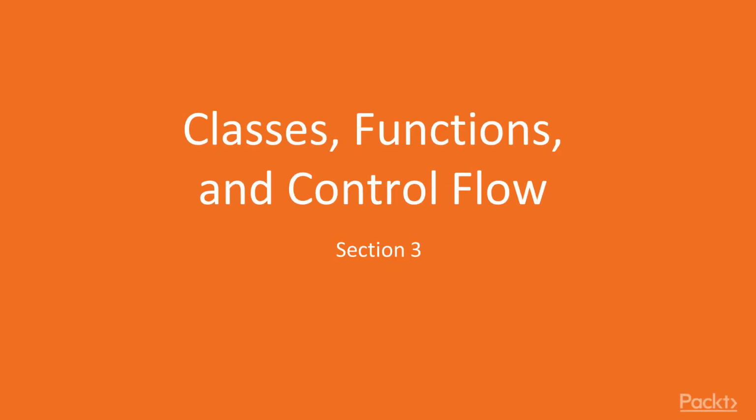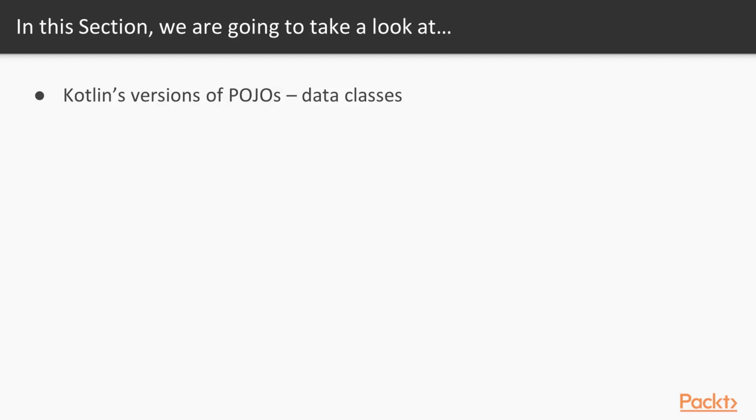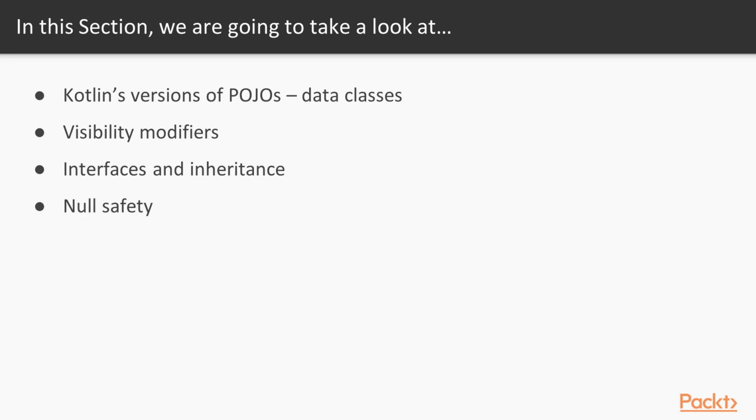Hi, welcome to Classes, Functions, and Control Flow. In this section, we're going to discuss Kotlin's versions of POJOs, which are called data classes. We're going to discuss visibility modifiers, such as private, public, etc. We'll talk about how Kotlin handles interfaces and inheritance. And we'll talk about a very special feature of Kotlin called null safety.